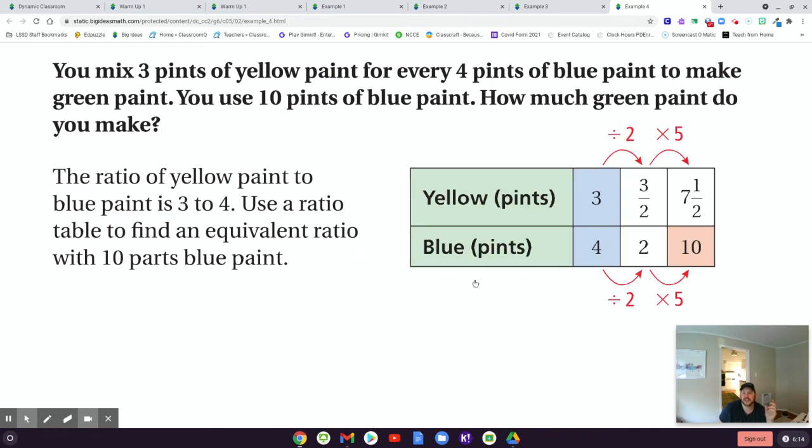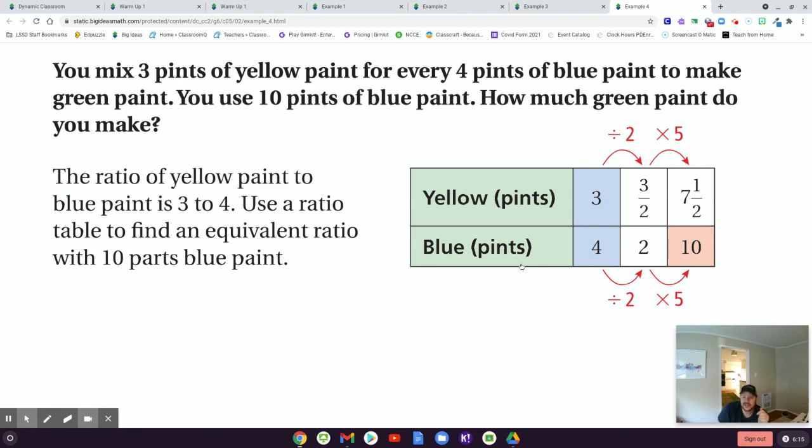So they're suggesting this ratio right here of yellow to blue of 3 to 4, as the original one indicates. And then what they're doing is turning this 4 blue into 10. So they're saying you use 10 pints of blue paint. So this 4 has to become a 10. So one way to do this, the way I would do it, is 4 times 2.5 gives you 10. So I have to do 3 times 2.5, which would take me to the 7.5.